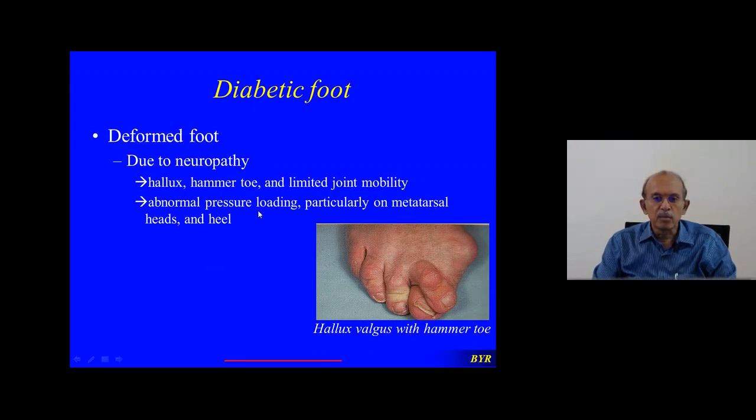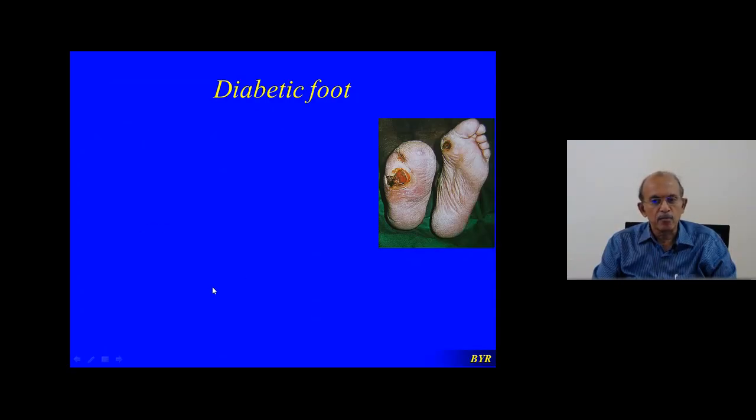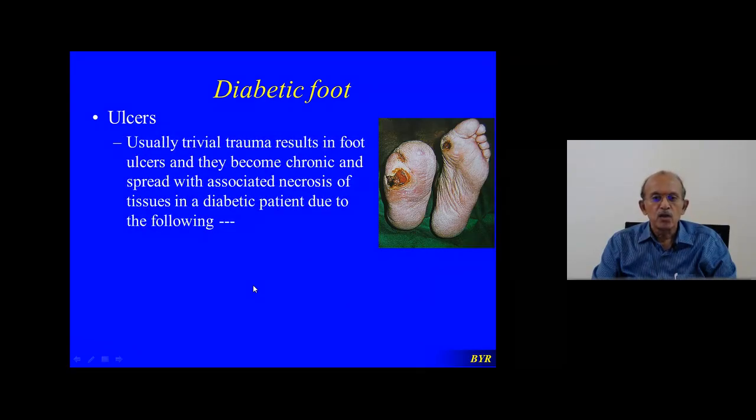Then there may be abnormal pressure loading, particularly on the metatarsal heads and heel. You can see at the metatarsal head there will be abnormal pressure loading, and there will be callus ulceration or chronic ulceration. So the second feature in diabetic foot is the formation of ulcers. Usually trivial trauma results in foot ulcers, and they become chronic and spread with associated necrosis of the tissues in a diabetic patient due to the following.